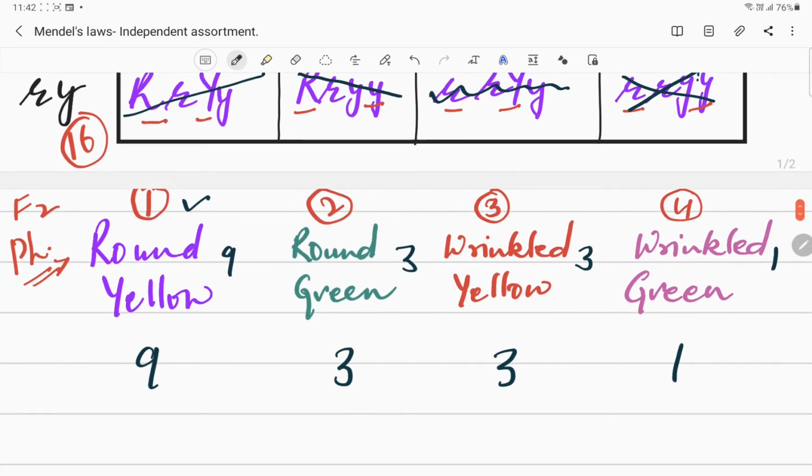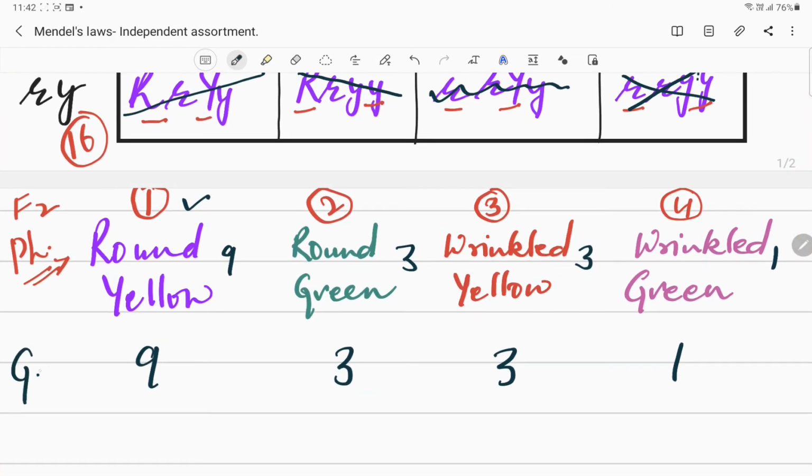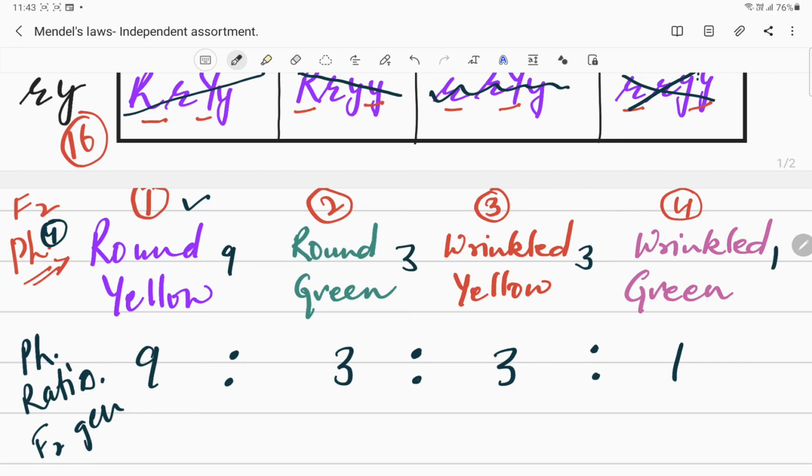Now I've already done this. So what is the genotypic ratio? Or sorry, what is the phenotypic ratio, not the genotypic ratio? The genotypic ratio is far more complicated. We are looking at the phenotypic ratio of the F2 generation. There were 4 possible phenotypes: round yellow, round green, wrinkled yellow, wrinkled green. And the phenotypic ratio is 9 round yellows to 3 round greens to 3 wrinkled yellows to 1 wrinkled green. So this is the classic 9:3:3:1 ratio. What does this mean? Well, at the moment, it means nothing.